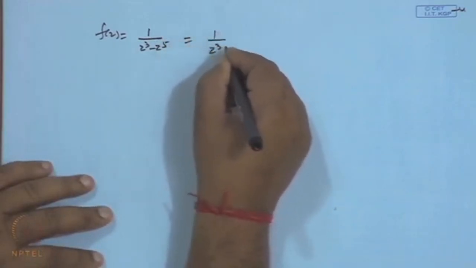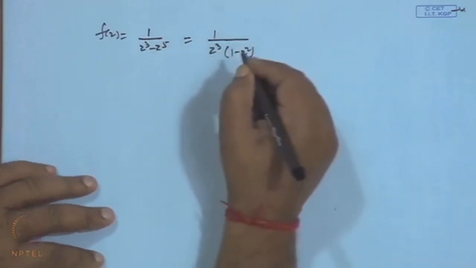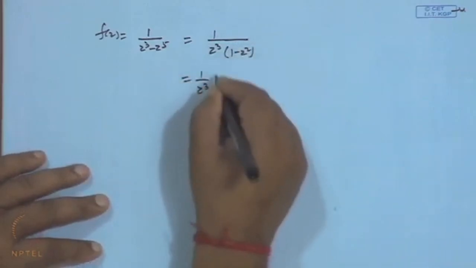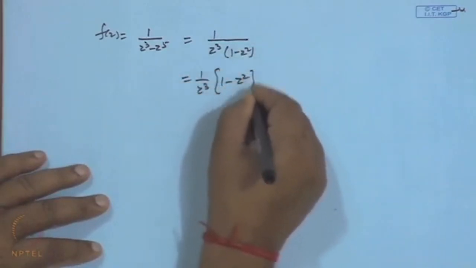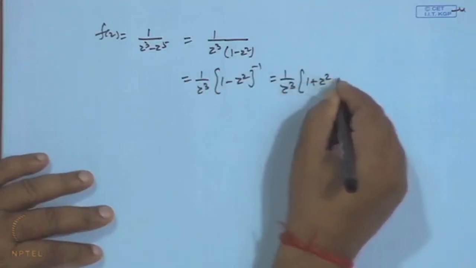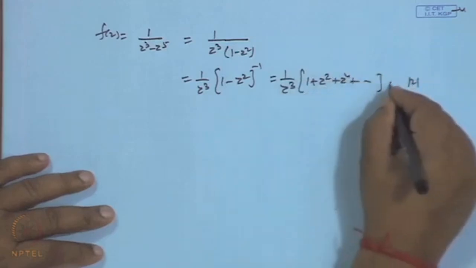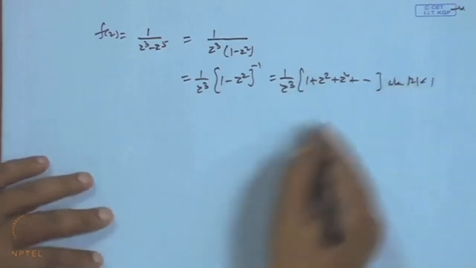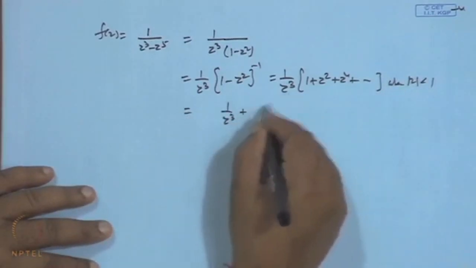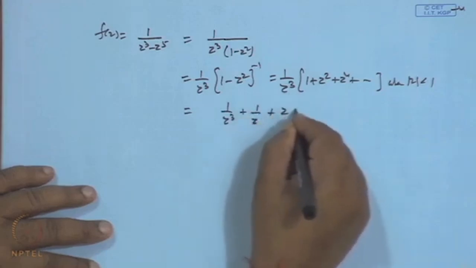1 by z cube, then 1 minus z square, is it not? And then when we expand it in the form of the series, 1 by z cube, 1 minus z square inverse, we get 1 by z cube, 1 plus z square plus z 4 and so on in the circle mod z less than 1. And in that case, we are getting 1 by z cube plus 1 by z plus z and so on.